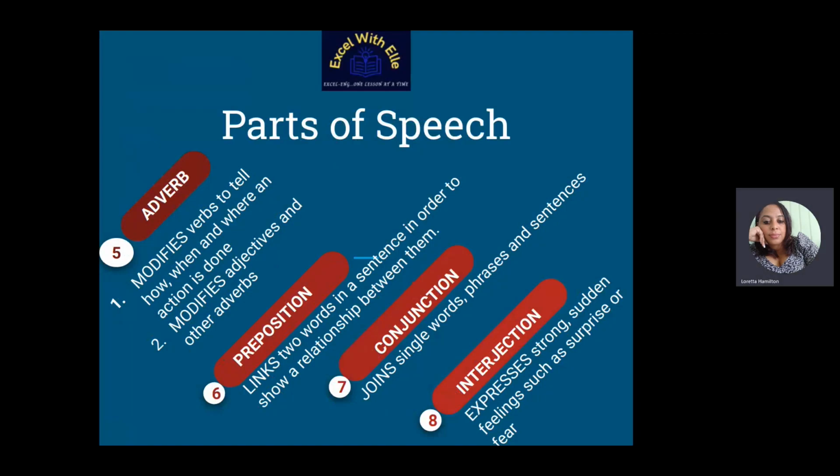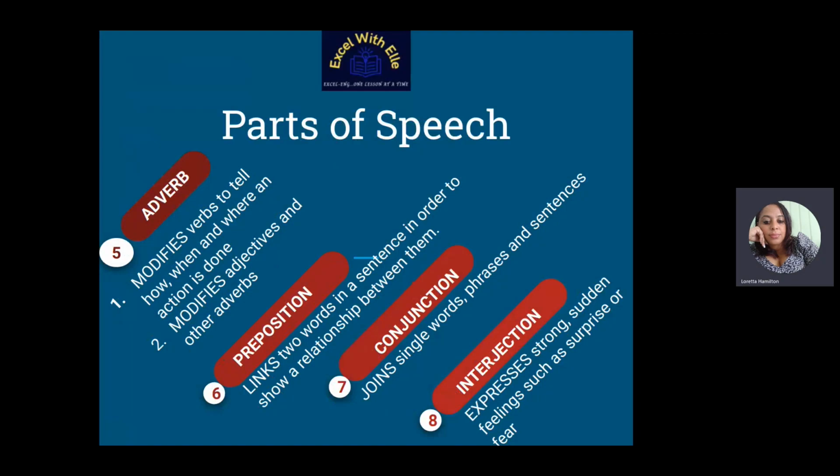Now, there are some words and their function is to link or to show a connection or to show how 2 words in a sentence are related. So words that function to link 2 words together, or words that function to show how 2 words are related, we call those words prepositions.